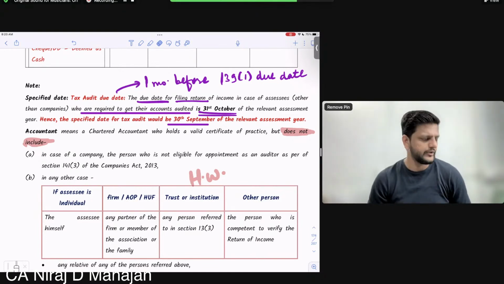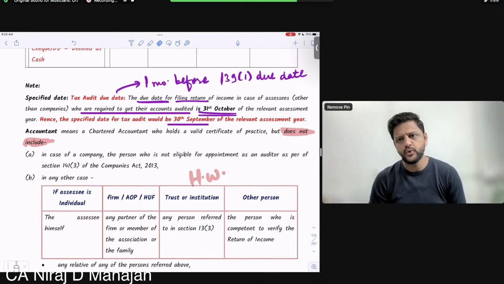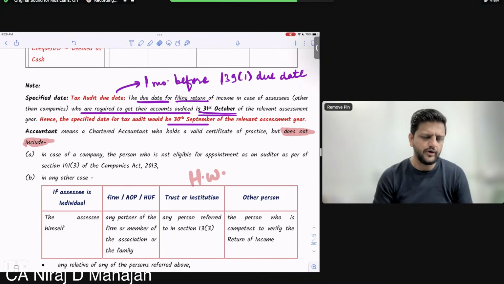Then what about the turnover? Turnover maximum up to 2 crores. Then what is the presumed rate of profit? Either 6% or 8%. 6% for bank payments, and 8% for cash payments. I'm using the simple terms over here.